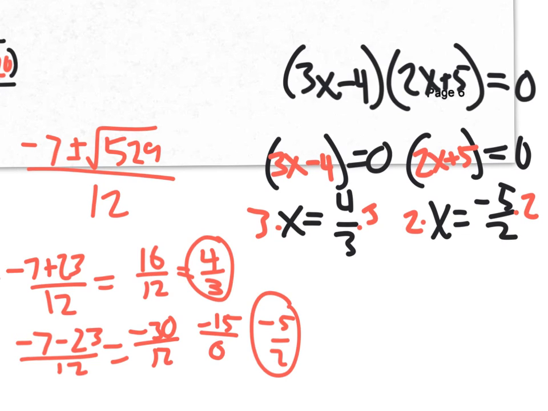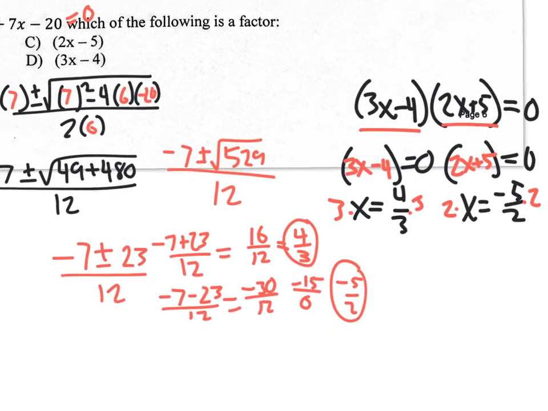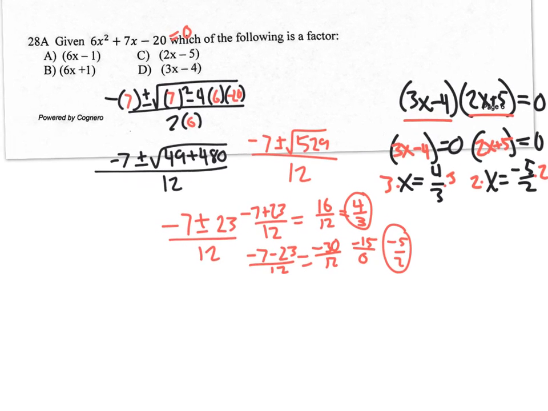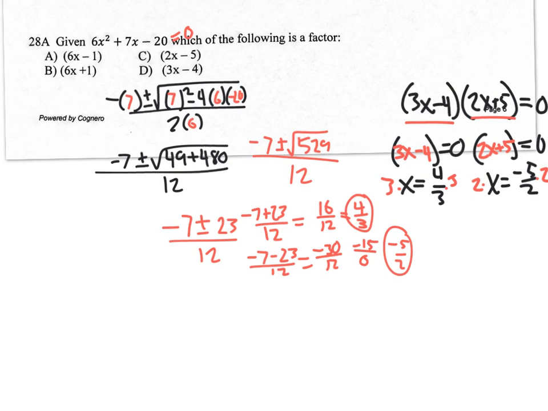So ladies and gentlemen, what we did was worked backwards. So instead of having your original factoring and then splitting and solving, I did the quadratic formula to get my answers to work backwards to get my factored form. So both of these are our factors. The question is, which one of those is a factor on the multiple choice answers? It is D, the 3x minus 4. Does that make sense? It's right here. The 3x minus 4 is one of the factors.